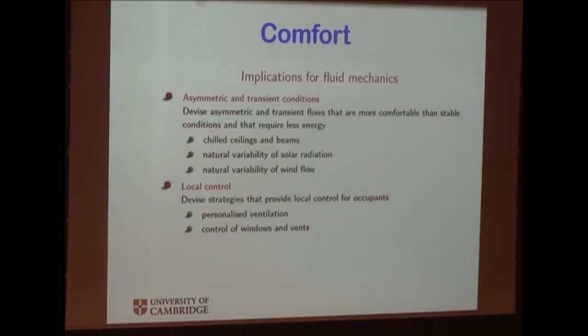So we then look at possibilities of chilled ceilings and beams, natural variability of solar radiation, natural variability of wind flow externally, and local control. The idea of producing personalized fans, air movement, is becoming more and more the vogue in terms of providing comfort in these buildings.